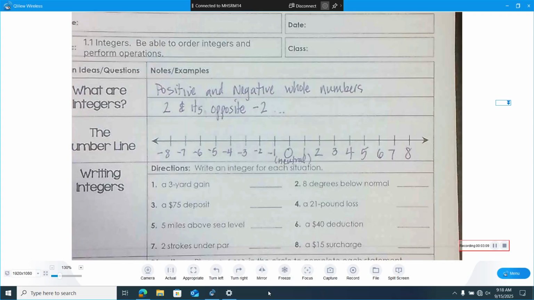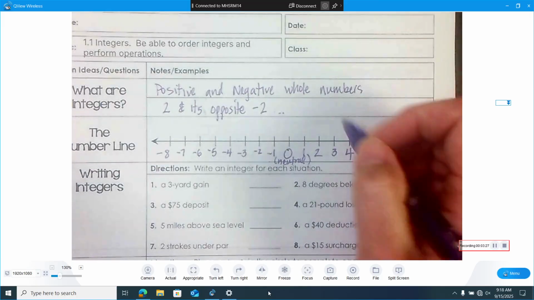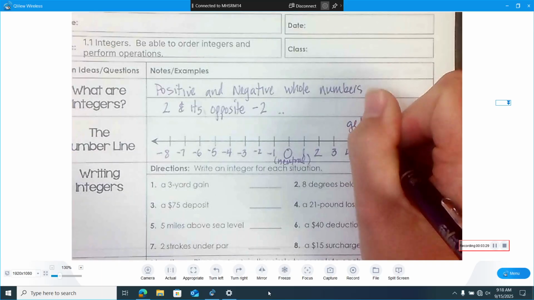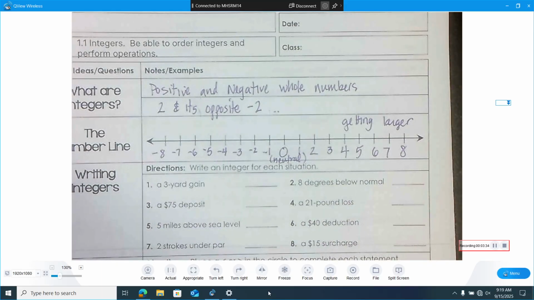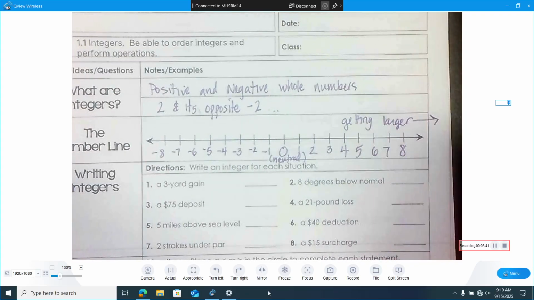Okay. So I have a question for you. This number line is really important that we understand. Which things are bigger? Yeah, if they go to the right. These numbers are getting larger, right? 8 is bigger than 7. 10 is bigger than 8. All right, so as we move to the right, things are getting larger.